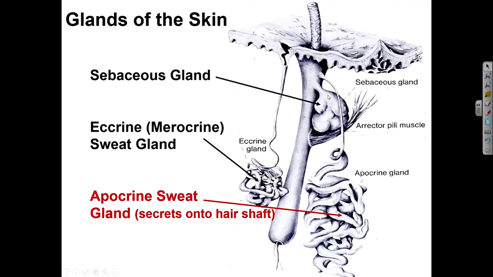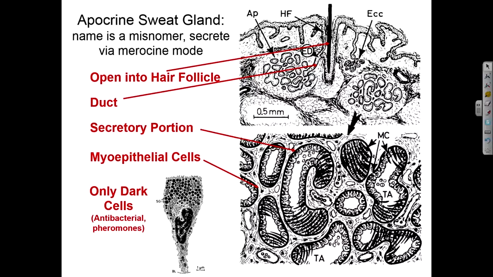And then the second of the sweat glands is the apocrine sweat gland, which also secretes by merocrine mode of secretion, and these are restricted to the axillary regions of the body, so the armpits, groin area, places like that. And they secrete onto the hair shaft, and of course the armpits and the groin area contain a lot of hair, so it kind of makes sense. And these consist of just one cell type, a dark cell, which is thought perhaps to have a residual pheromonal function, probably no real significant function in humans, but maybe in other animals that secrete pheromones for marking of territory, things like that.